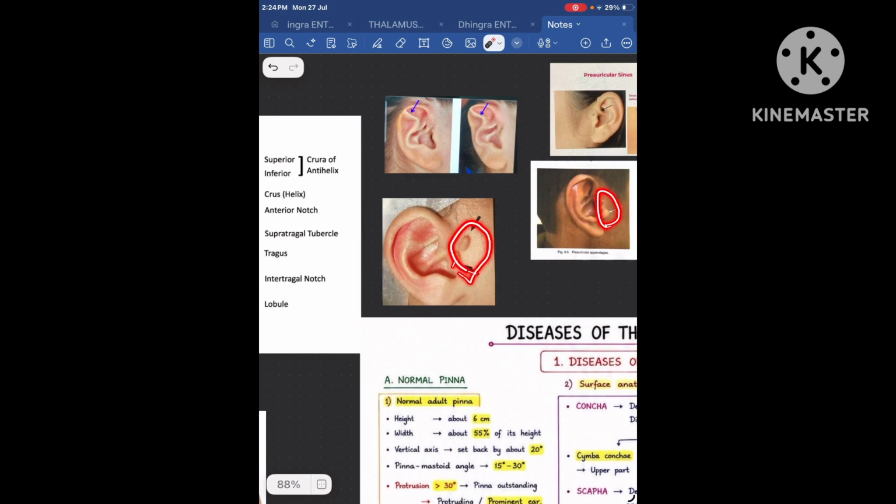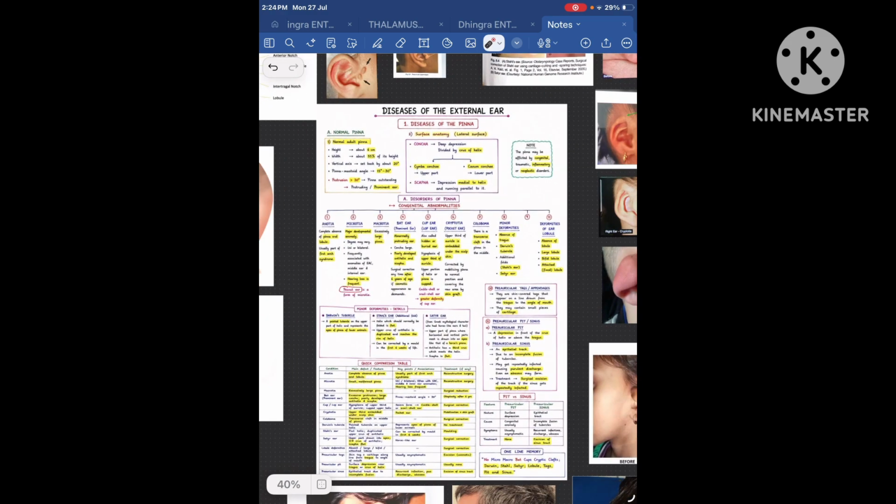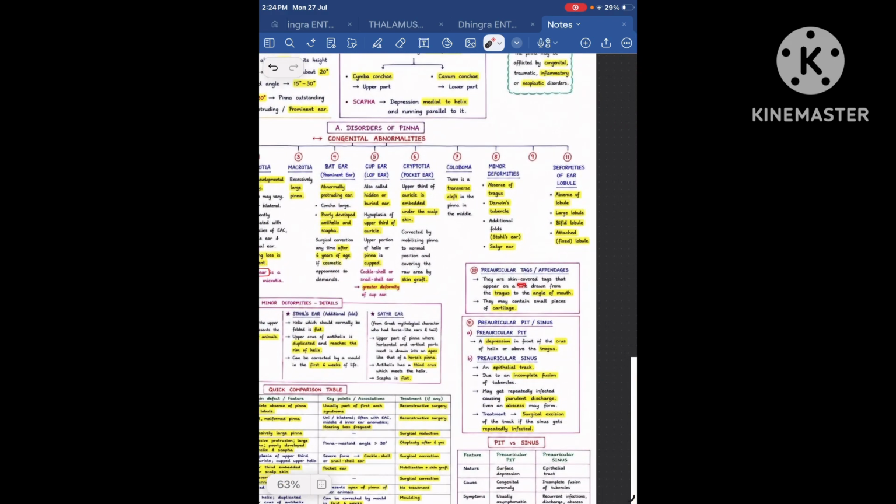These are the things you must have seen. That is known as pre-auricular appendages. They're skin-covered tags that appear in a line drawn from the tragus to the angle of the mouth. Okay, that is the thing.